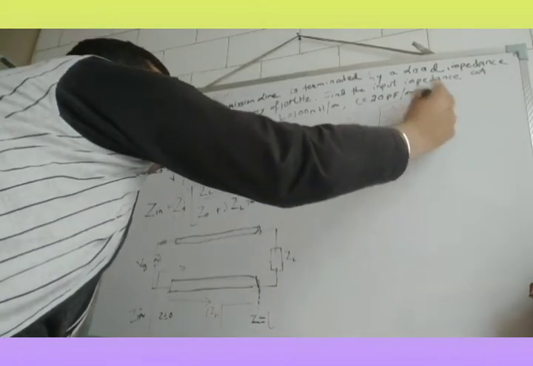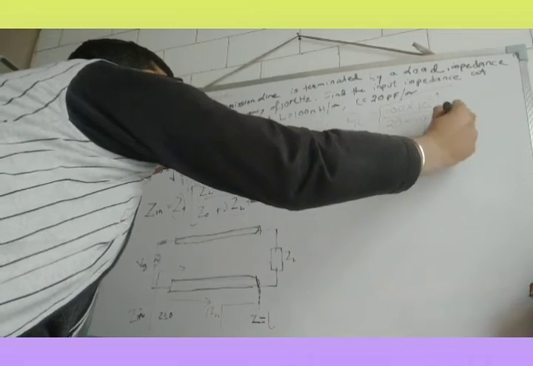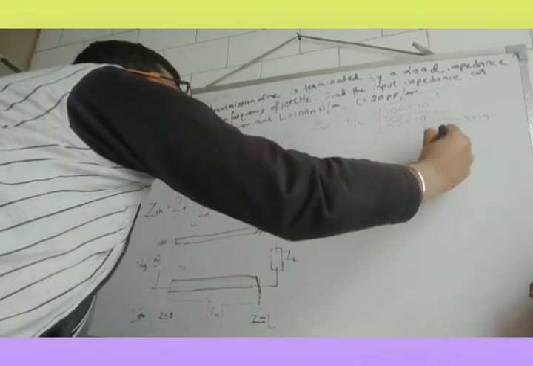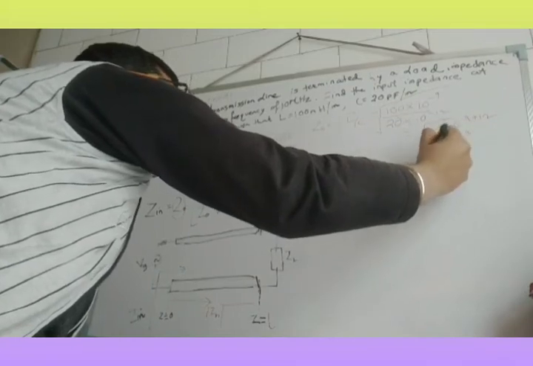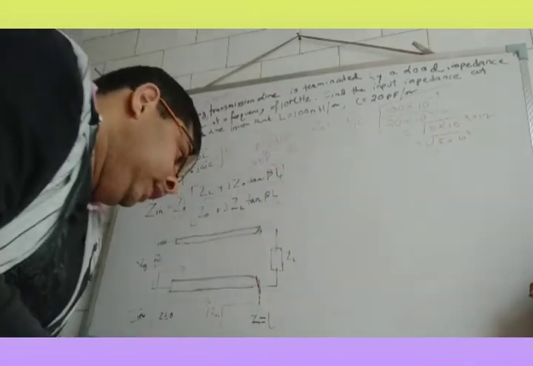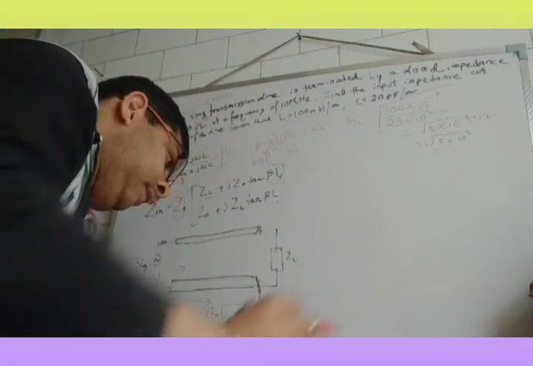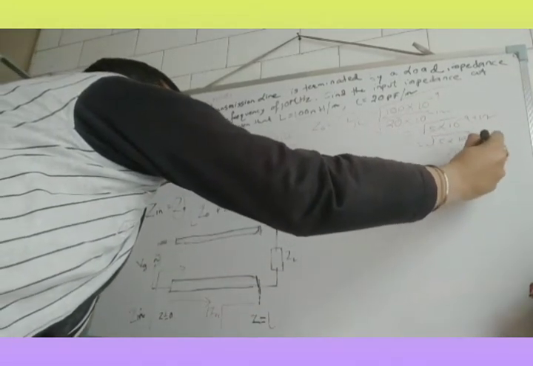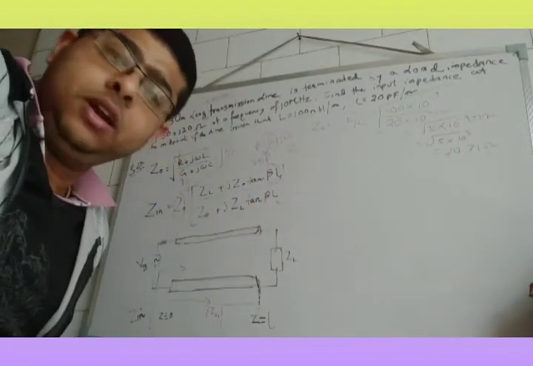Root over 5, and this will be 10 to the power minus 9 plus 12, that is 10 to the power 3. That means root over of 5 into 10 to the power 3. So this will be approximately how much? 70.71. Okay, this you can calculate.